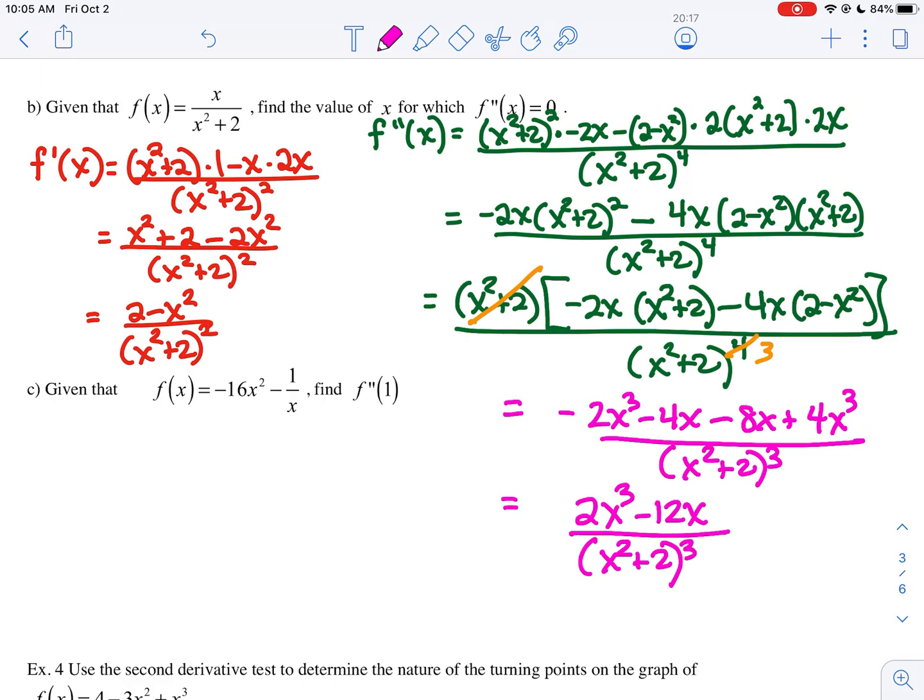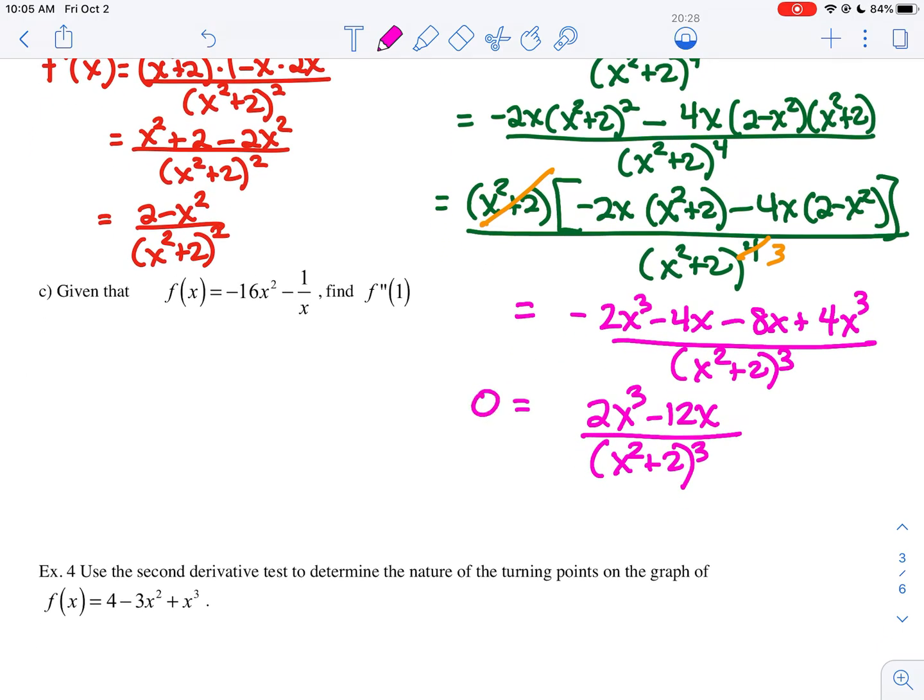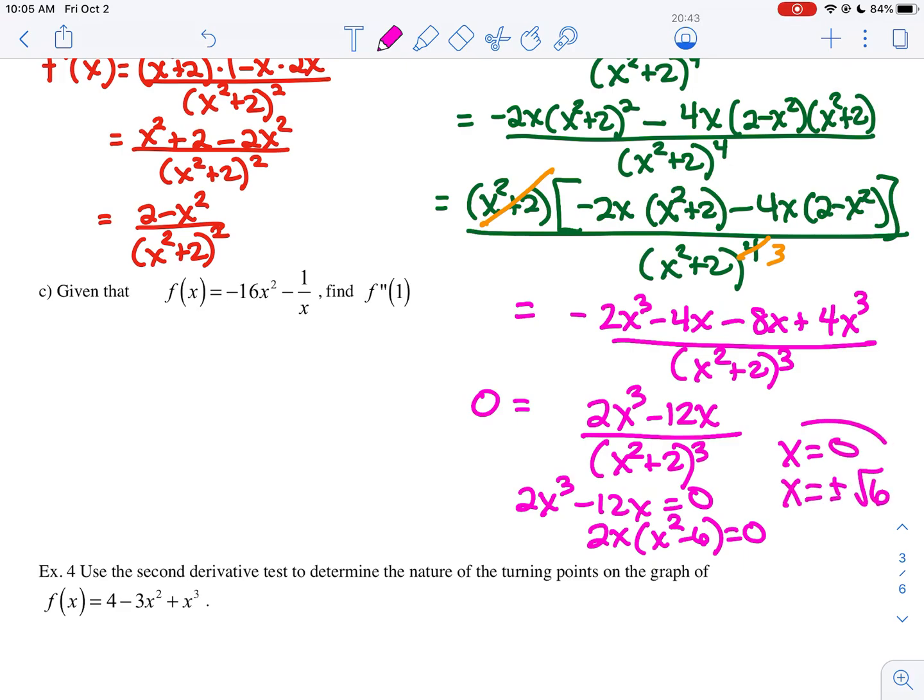Okay, so now I want to, what was I trying to do here? Let's go back up here. It says find the value of x for which the second derivative is 0. So that's going to be where the numerator is 0. So I factor out a 2x, and I get x squared minus 6. So x is 0, or x is plus or minus square root 6.